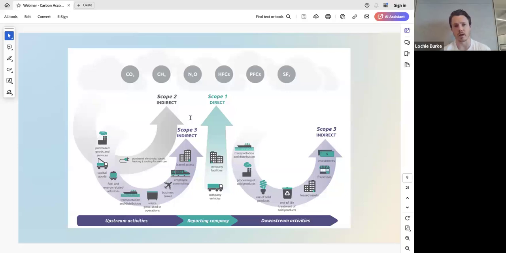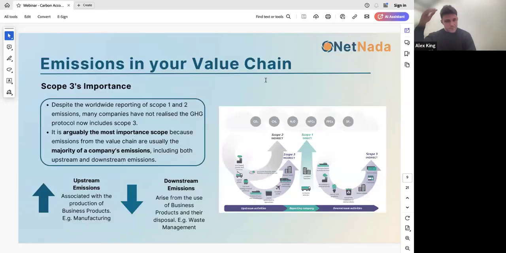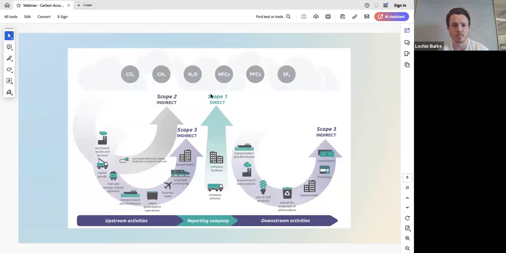There's just one question in the chat, Alex. Sorry, there's just one question in the chat in regards to scope 3, asking: how do I measure and then also reduce my scope 3 emissions? Is that one you want to answer now, Alex?